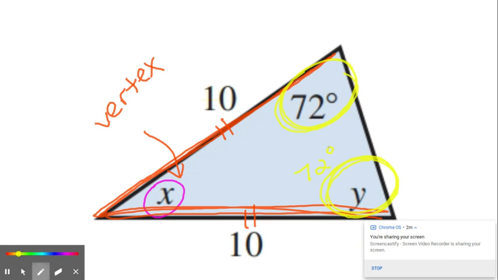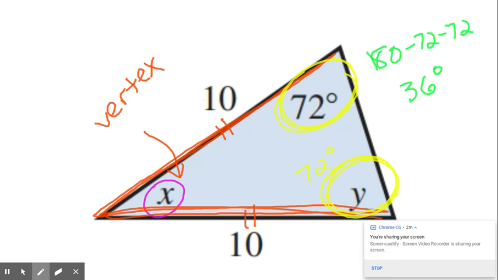So to find x, what I now need to do is I've got to get both of those 72s away from 180. So 180 minus 72 minus 72. Well, minus 70 minus 70, that's 40. And 40 minus 2 is 38. Minus another 2 gets me 36. So that means angle x right here is 36 degrees.